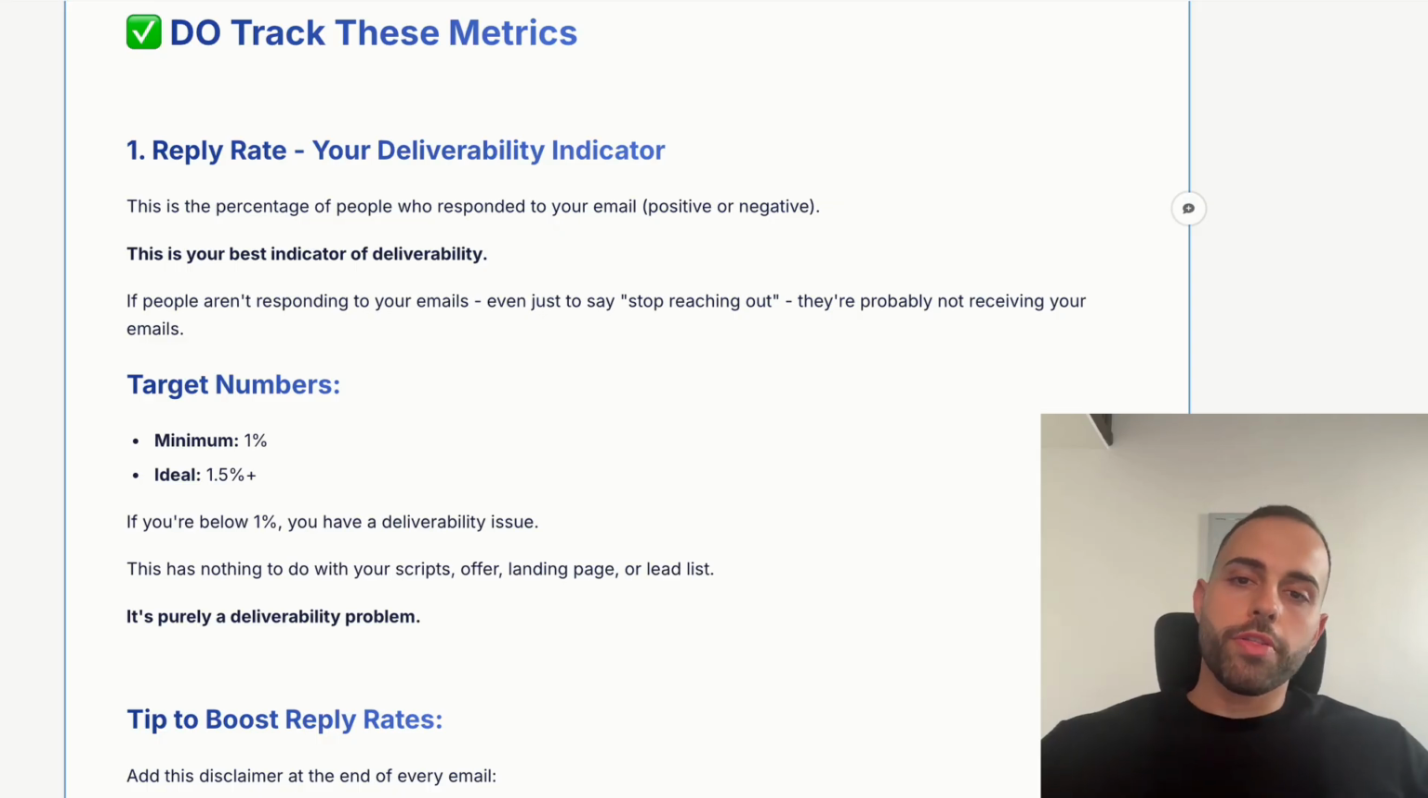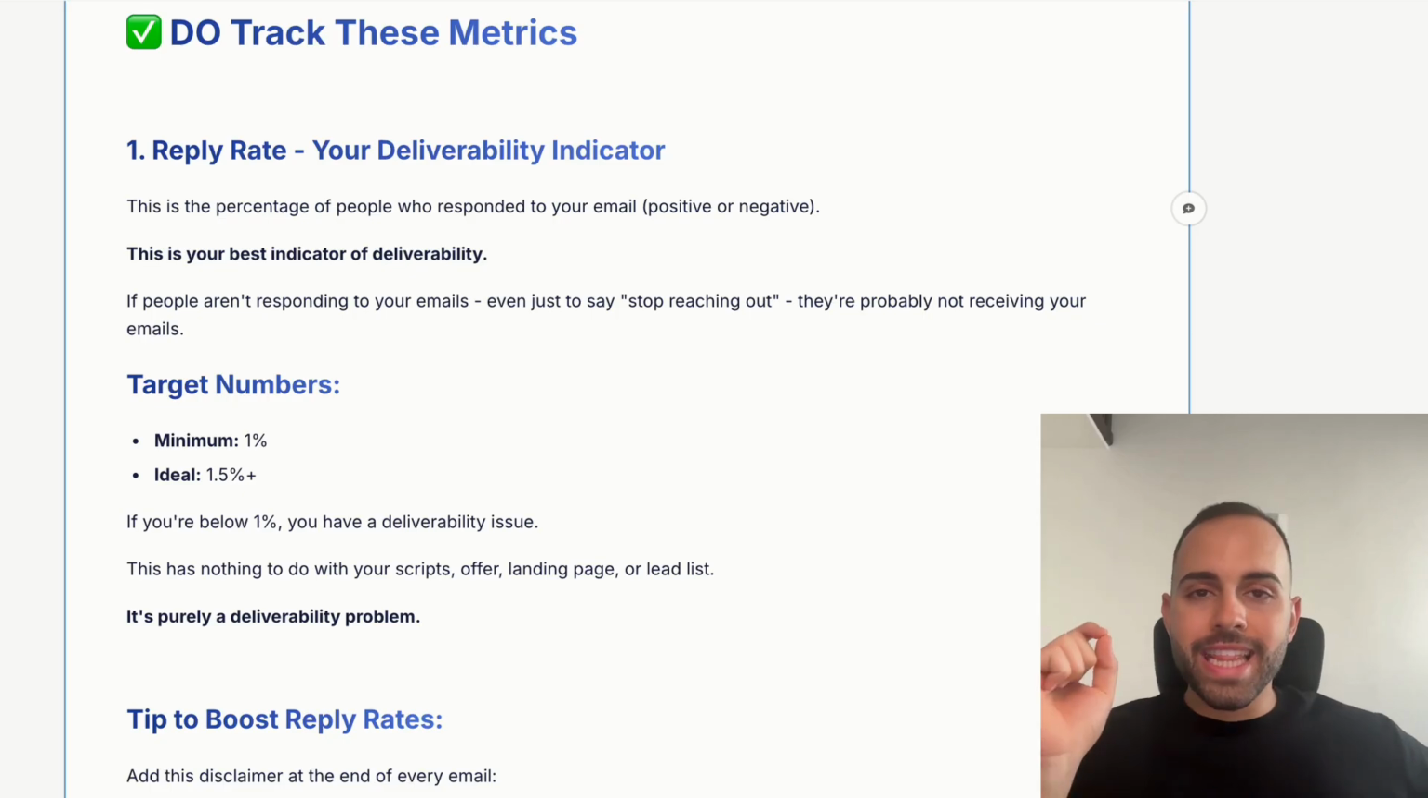Okay, so now I'm going to run you through the metrics that you should be tracking. The first metric that you should be tracking is reply rates. This is your deliverability indicator. So this is the percentage of people who responded to your email, whether it's positive or negative. So it doesn't matter if someone asked for a meeting, whether they asked for more information, or whether they told you not to email them ever again. If you got the response, then this counts in your reply rate.